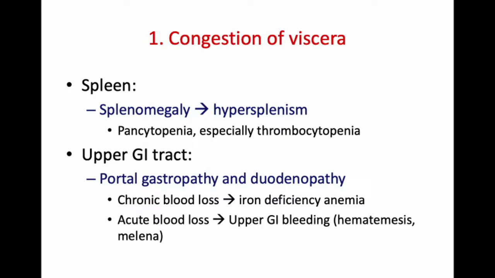In the upper GI tract, congestion produces portal gastropathy and duodenopathy, which can be seen by endoscopy. And it gives rise to chronic blood loss, giving rise to iron deficiency anemia, as well as sometimes acute blood loss, giving rise to upper GI bleeding, which manifests as hematemesis or melena.